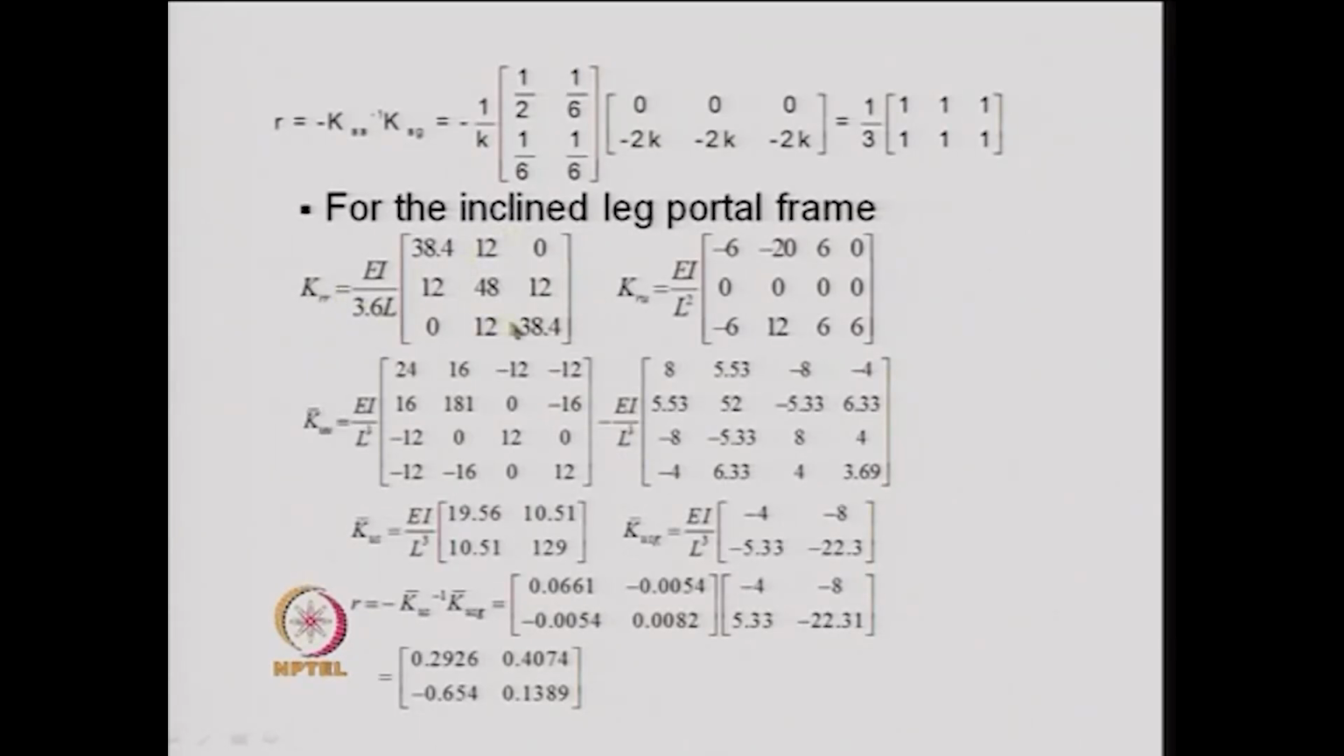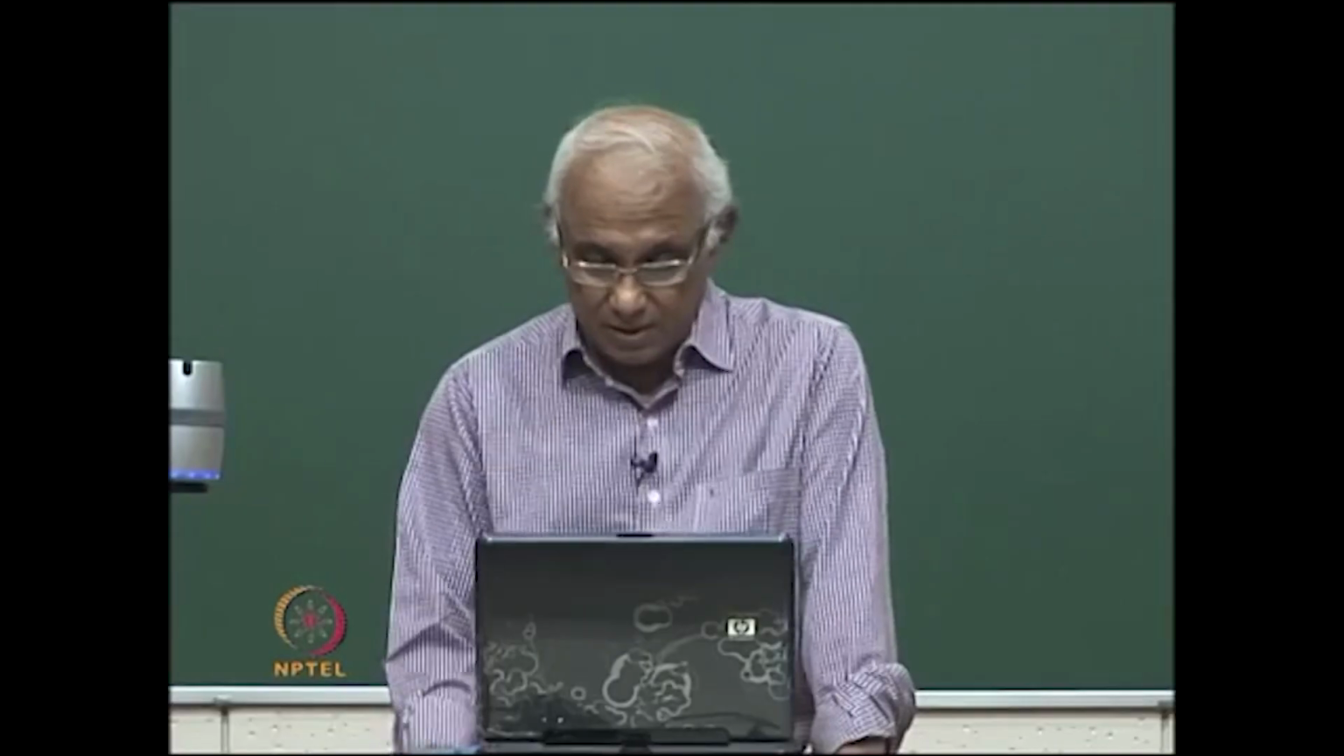This portion is your KRR matrix, this is the KRU matrix, and then this was the K bar UU matrix, and from there we isolated the KUS matrix and the KUSG matrix. After that we obtain the value of R by simply multiplying KUS inverse with KUSG, and this is the 2 by 2 R matrix that is generated.